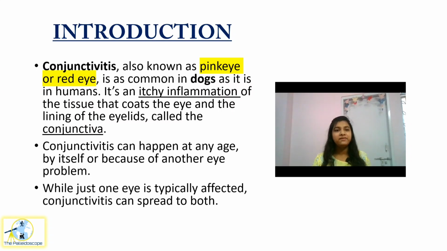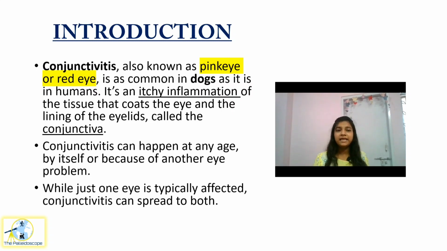It is an itchy inflammation of the tissue that coats the eye and the lining of the eyelids, called the conjunctiva. What is conjunctiva? It is the tissue that coats the eye and the lining of the eyelid. If there is an inflammation of conjunctiva, it is called conjunctivitis. When the suffix is itis, it means that there is inflammation of that part. So conjunctivitis is the inflammation of the conjunctiva.